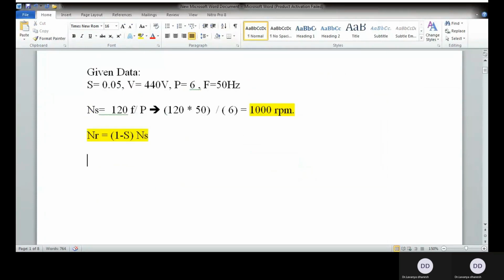It is very, very simple. One minus slip with the value of Ns is equal to Nr.